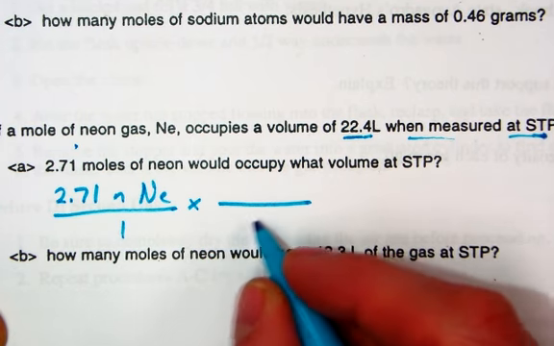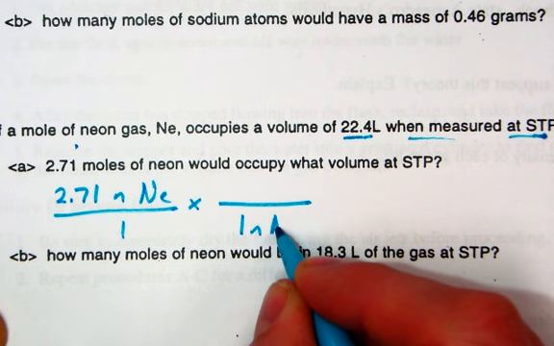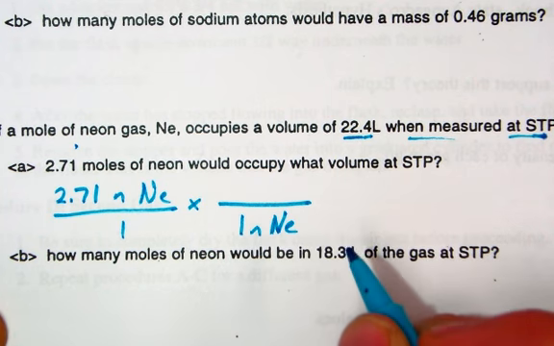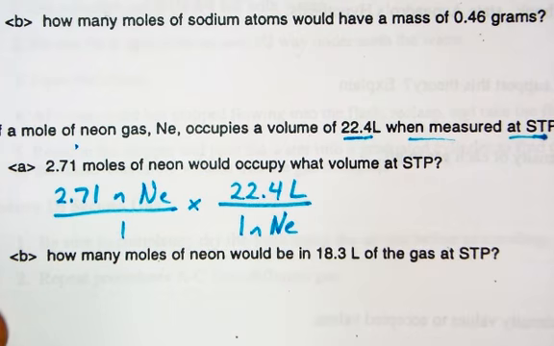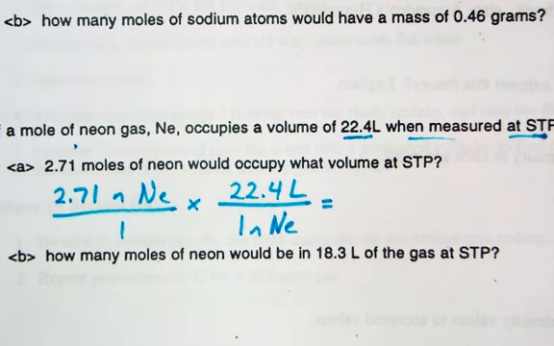I know that 1 mole of neon occupies a volume of 22.4 liters. That's kind of a known quantity. So now I let my calculator do the magic here.